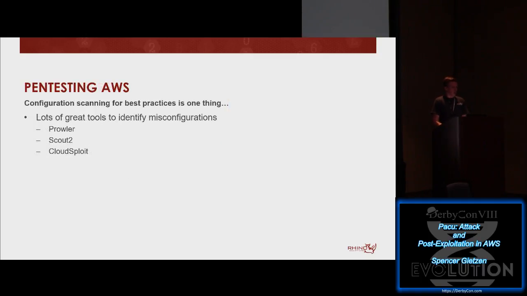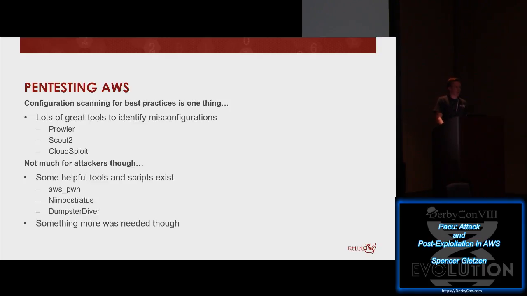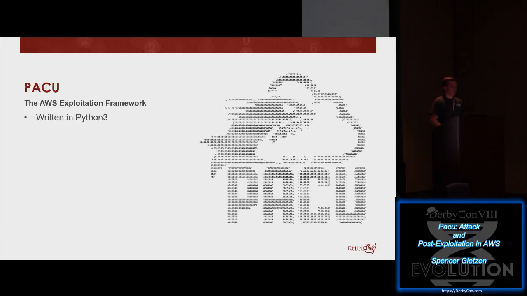In general, there's a lot of tools out there for scanning your AWS environment and checking for best practices. Some of those include Prowler, Scout2, and CloudSploit, really good tools. I use them myself. But there wasn't much for attackers previously. There were a few tools, AWS Pwn, that's one of my favorites. Nimbostratus and Dumpster Diver, great tools as well. But something more was needed, and so really that's where Pacu was born from.